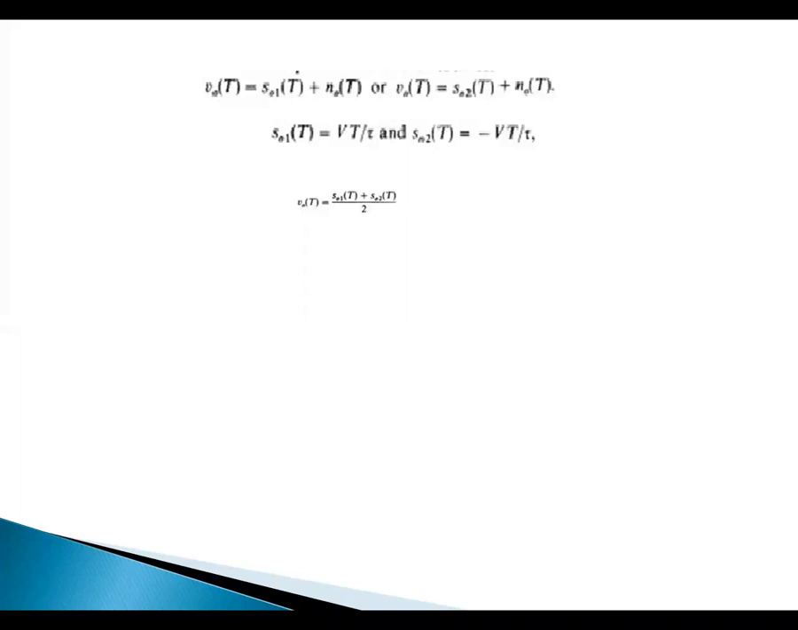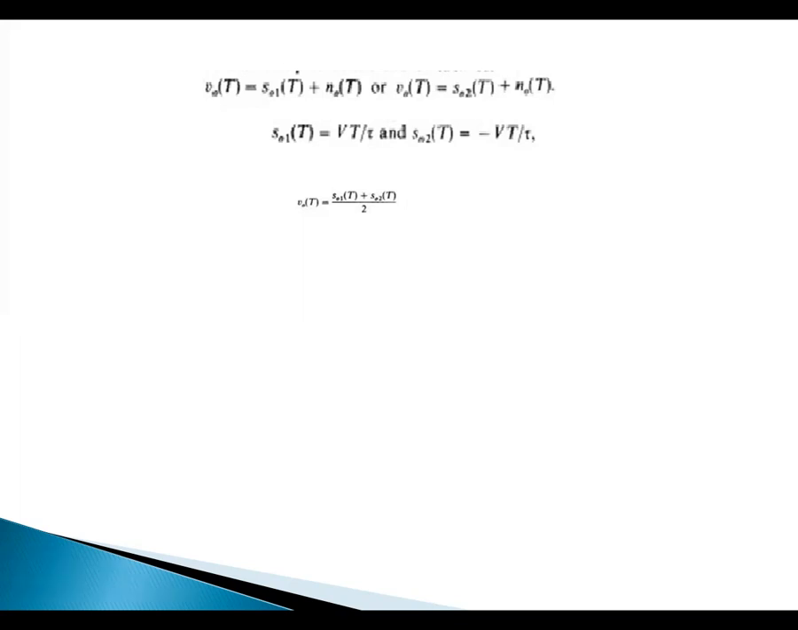Similarly, we assume S2 of t has been transmitted if V naught of t is closer to S02 of t. Therefore, the decision boundary is midway between S01 of t and S02 of t.